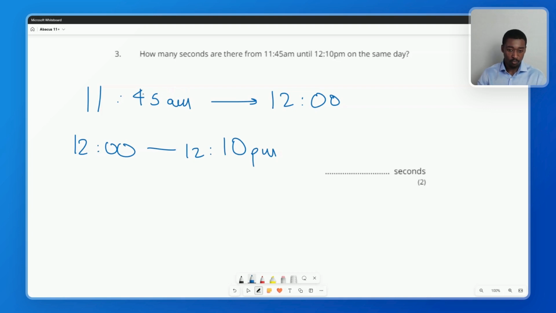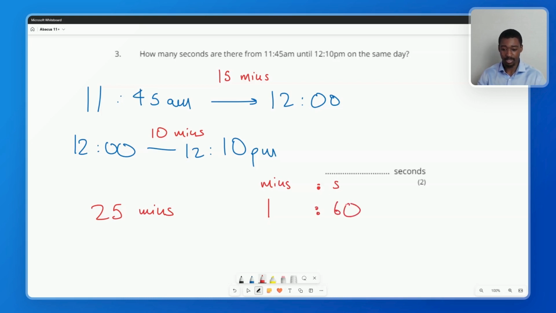So 11:45 to 12 noon, that's going to be 15 minutes. And then 12 to 12:10 is, of course, going to be 10 minutes. So overall, we have 25 minutes. Now let's use some understanding of conversion and a bit of ratios, actually. So we have minutes and we have seconds. We know that 1 minute is 60 seconds. So if we have 25 minutes, how many seconds is that going to be? Because of course we need to know the seconds, not minutes.